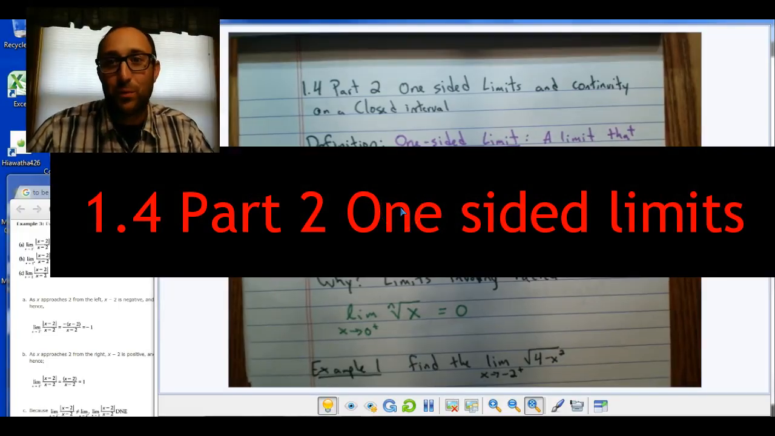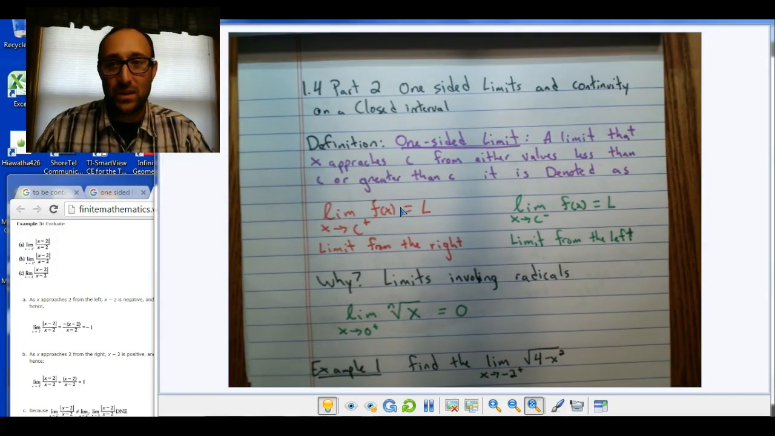Hey everyone, welcome to 1.4 Part 2, One-Sided Limits and Continuity on a Closed Interval.